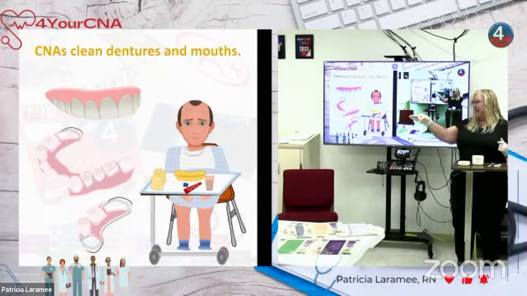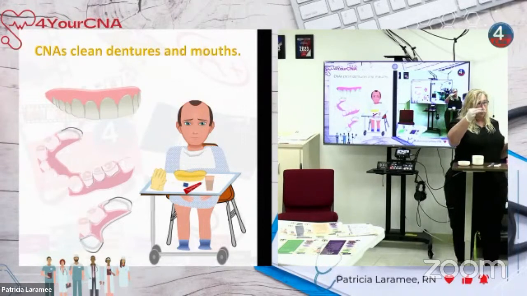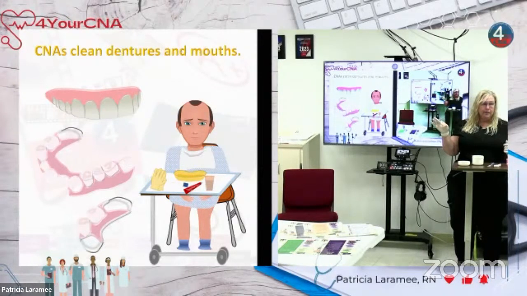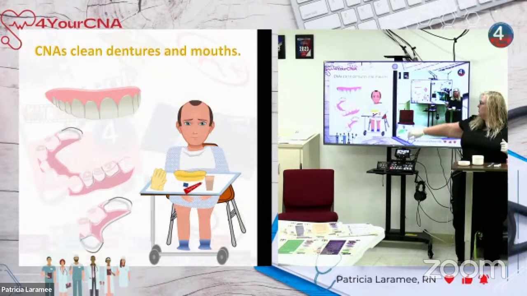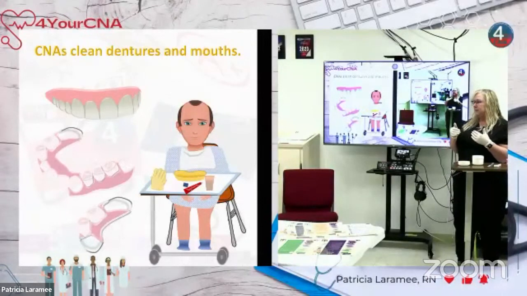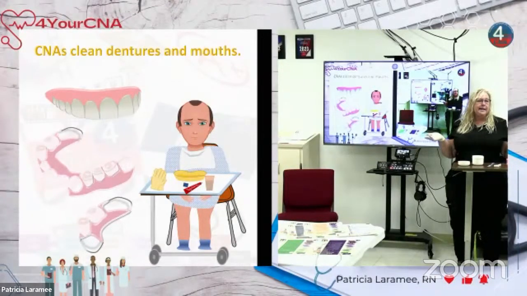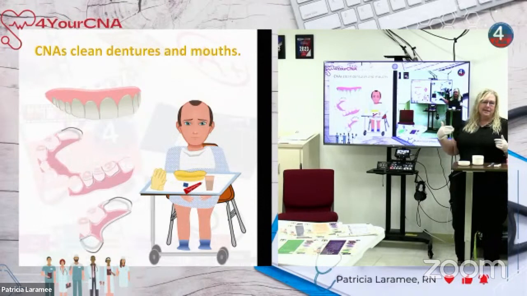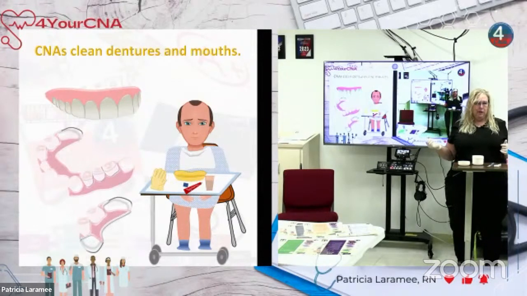So full plate replaces everything. Partial replaces some. And then we have bridges, which are little tiny pieces of dentures that would just clip onto teeth that are there and fill in gaps. Now, when we're cleaning dentures, we may have any of the above. You can have full plates, you can have partials, you may have bridges, but whatever the patient has is what we're going to clean. Good?